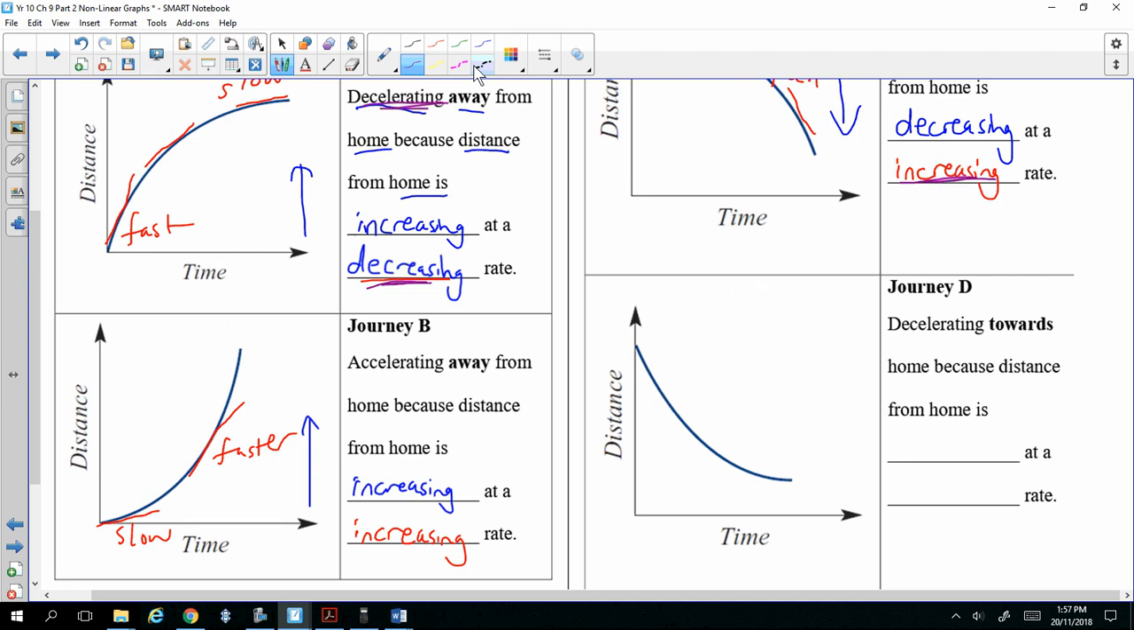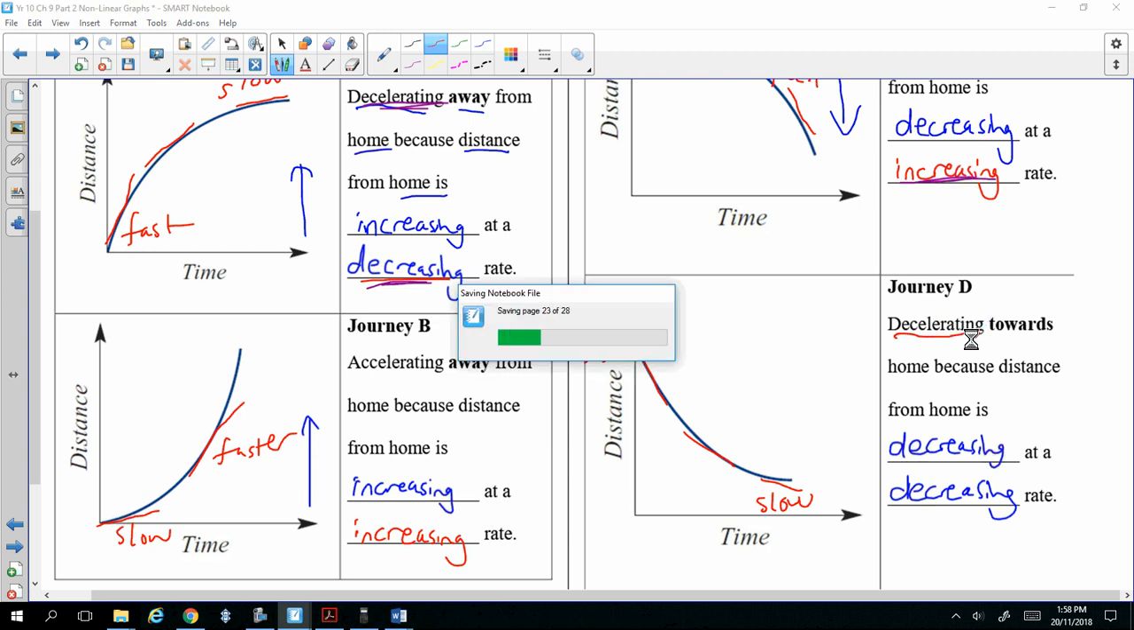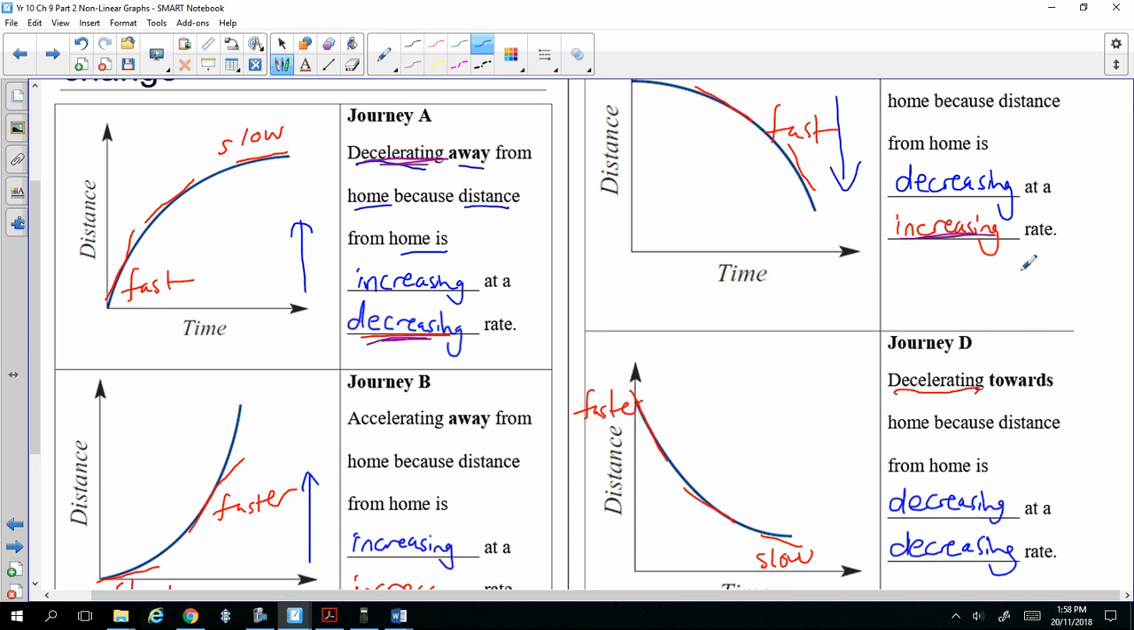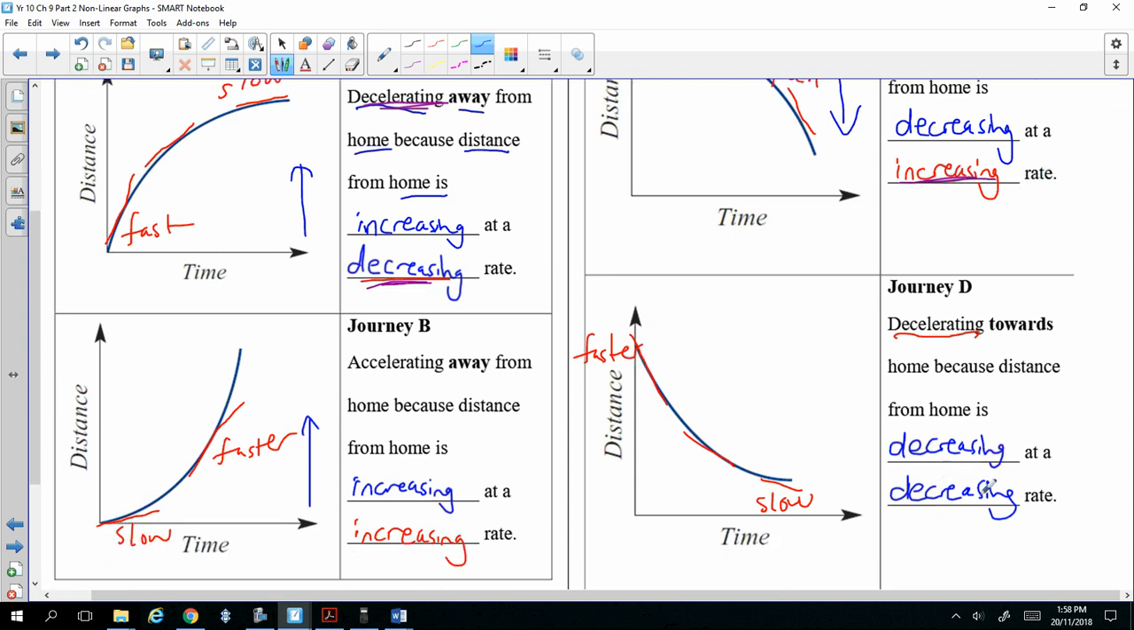So we say the decelerating towards home because the distance from home is decreasing at a decreasing rate because it's getting slower. So it's fast before and then slow. Fast. Yeah. So it's decreasing rate, it's getting slower. So we say it's decelerating. Alright, decelerate. Opposite of accelerate. Okay, so of course in the exercise you'll be asked to describe this using this language, either increasing or decreasing, at a rate of increasing or at a decreasing rate. Okay, so you need to describe this.